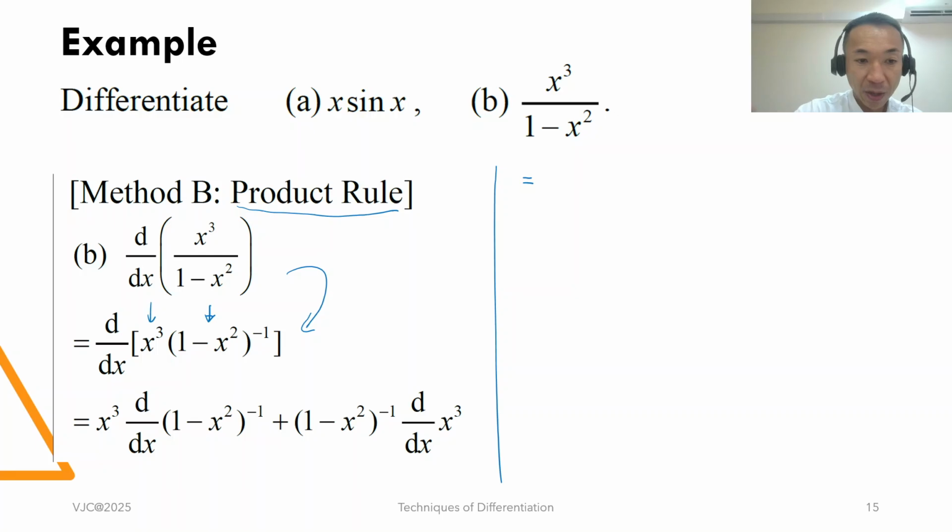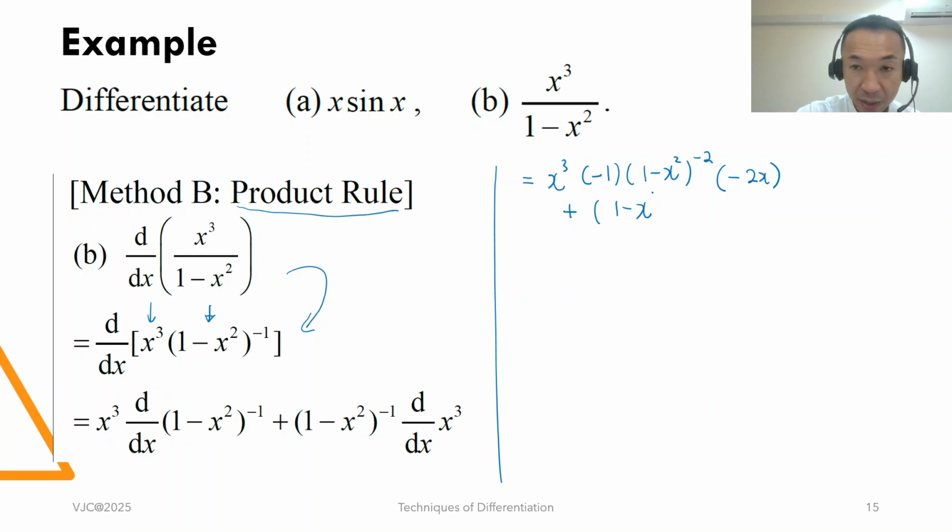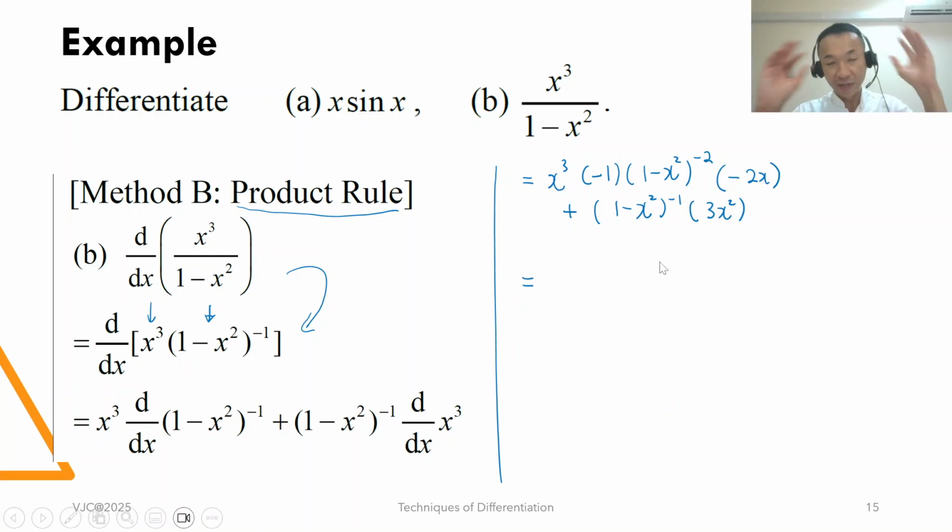You differentiate, you will get x cubed, and then you have a minus 1 minus x squared to the power of minus 2. Let us not forget chain rule. You have to differentiate one more time, you get minus 2x. Yes, plus you have your 1 minus x squared to the power of minus 1 multiplied by 3x squared. All right, so that's it. That's as far as differentiation is concerned.